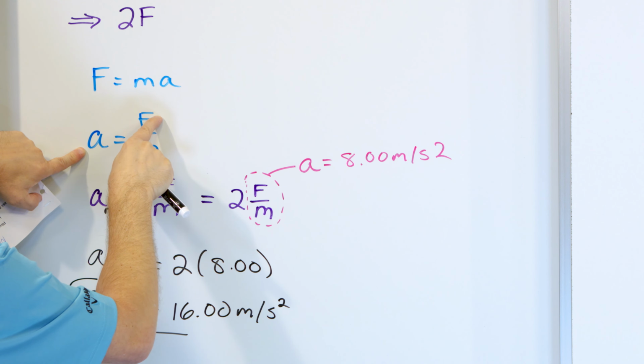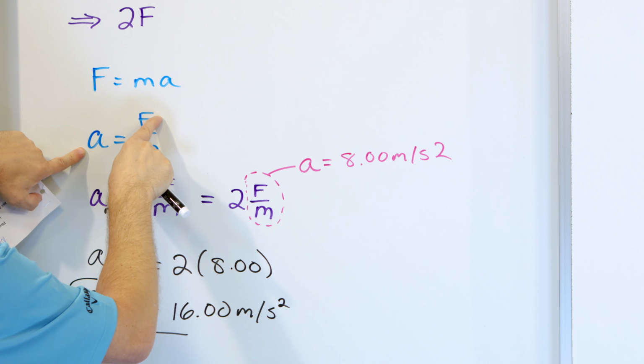But in the original problem, F over m was the original acceleration, which was 8 meters per second squared. So the acceleration is 8 meters per second squared. Now this one's a little harder to come up with in your head, but when you think about it, it makes sense. What we're basically saying is that a certain amount of force interacts with a certain amount of mass, producing 8 meters per second squared acceleration.